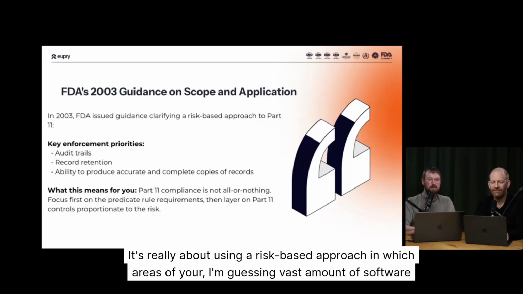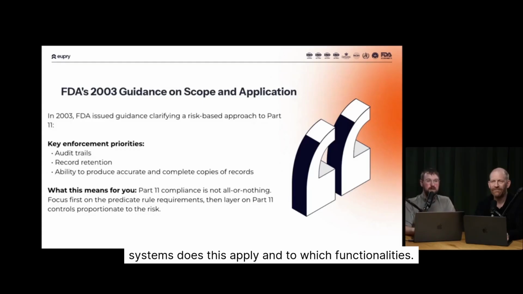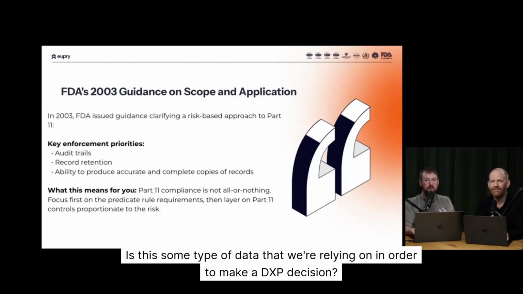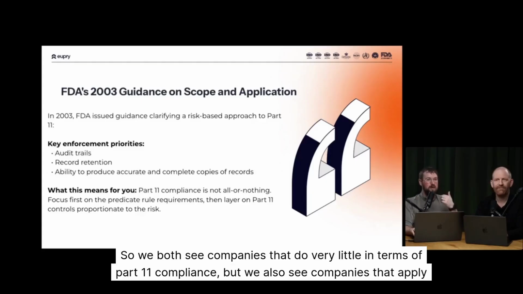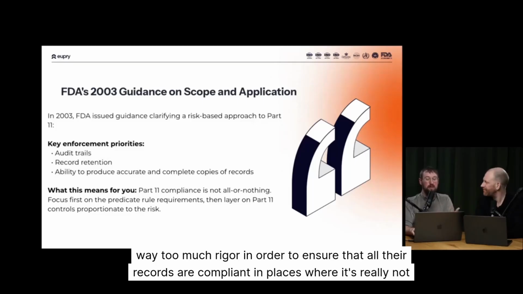First of all, Part 11 compliance is not all or nothing. It's really about using a risk-based approach: in which areas of your, I'm guessing, vast amount of software systems does this apply, and to which functionalities? First of all, predicate rule requirements. Is this some type of data that we're relying on in order to make a GxP decision? And then layer on Part 11 controls appropriate to the risk. We see companies that do very little in terms of Part 11 compliance, but we also see companies that apply way too much rigor to ensure that all their records are compliant in places where it's really not required.